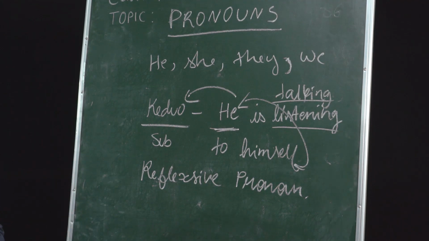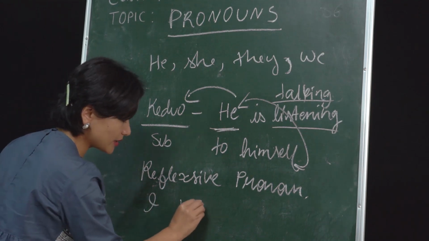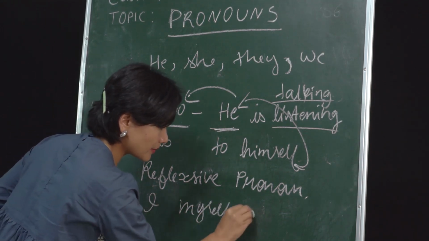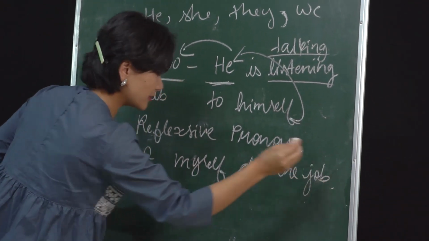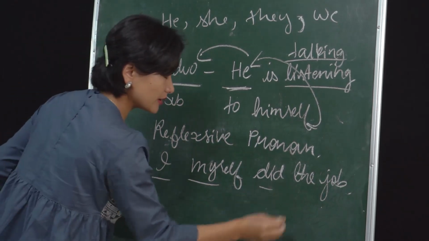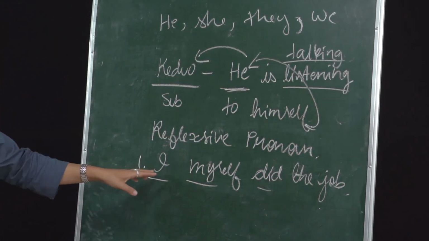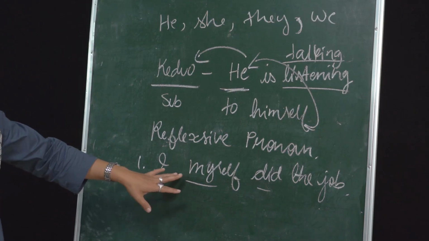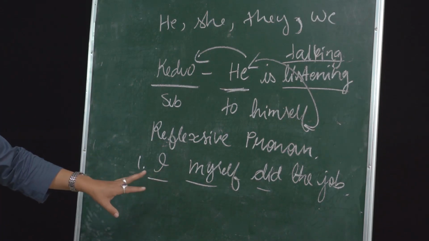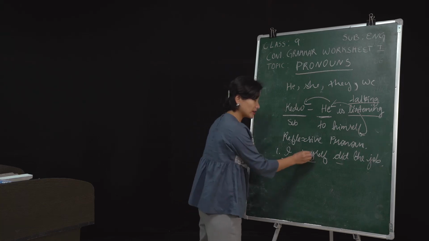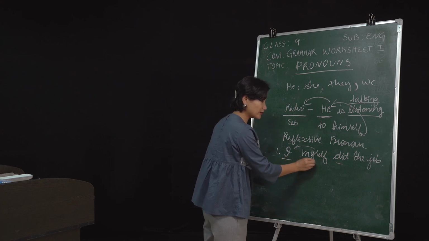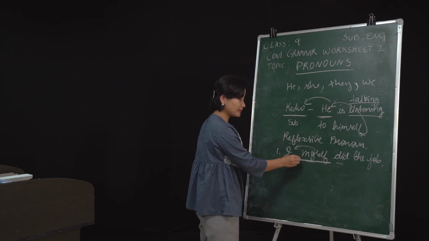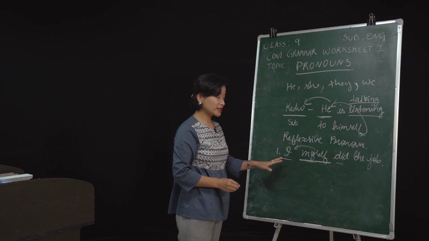Now, another common error that I want to clarify here is that we find "I myself did the job." This is a different case here, all right? "I myself did the job." So this is a different case here because I myself did the job, all right, reflecting it back, but you are using the pronoun here with a reflexive pronoun in the same sentence here. So that is a different matter.